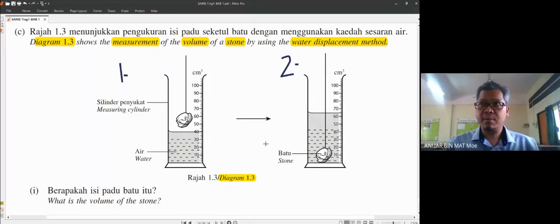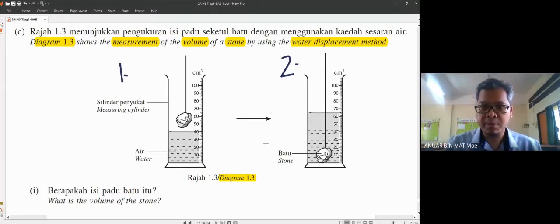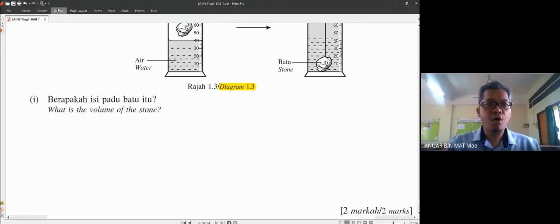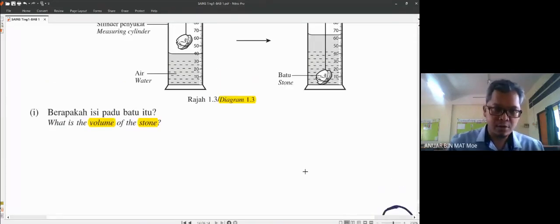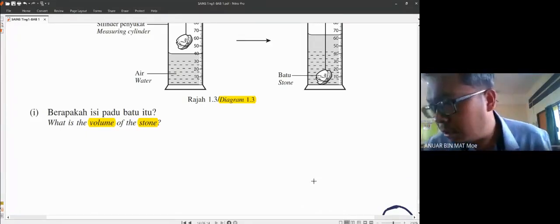And then you must also remember, if you see this kind of picture, it is what we call a water displacement method. In order to what? In order to find the volume of an irregular object, right? For example, the stone here is what we call an irregular object. So we want to find the volume of it. Okay, question. What is the volume of the stone? Again, it gives you 2 marks. So, what is the volume of the stone?